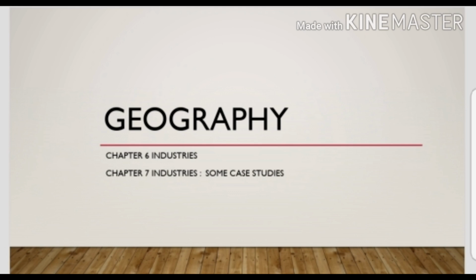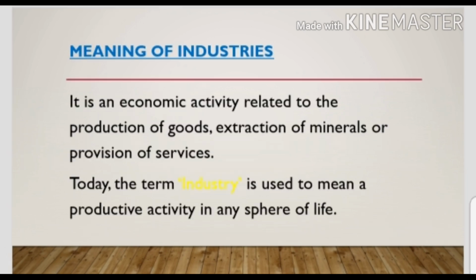So let's see what is the meaning of industries. It is an economic activity which is concerned with the production of goods, extraction of minerals, or the provision of services. Today, the term industry is used to mean a productive activity in any sphere of life.